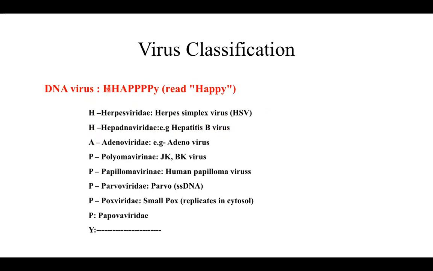A stands for the adenoviridae, that is adenovirus. P stands for the polyomaviridae, which includes the JC virus and BK virus. And another P stands for the papillomaviridae, which includes the human papillomavirus, which causes cervical cancers and others like that.